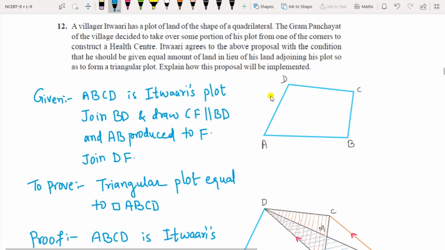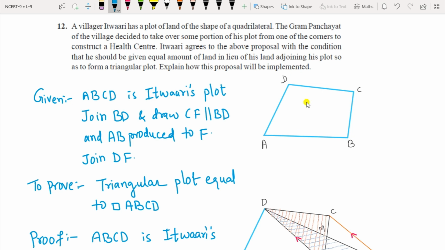A villager Itwari has a plot of land in the shape of a quadrilateral. The Gram Panchayat of the village decided to take over some portion of his plot from one of the corners to construct a healthcare center. Itwari agrees to the proposal with the condition that he should be given an equal amount of land in lieu of his land adjoining his plot so as to form a triangular plot. Now how will this proposal be implemented?